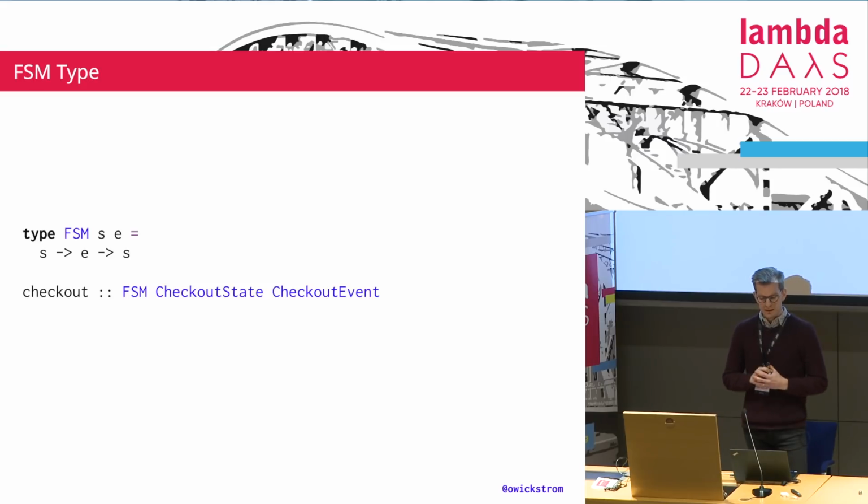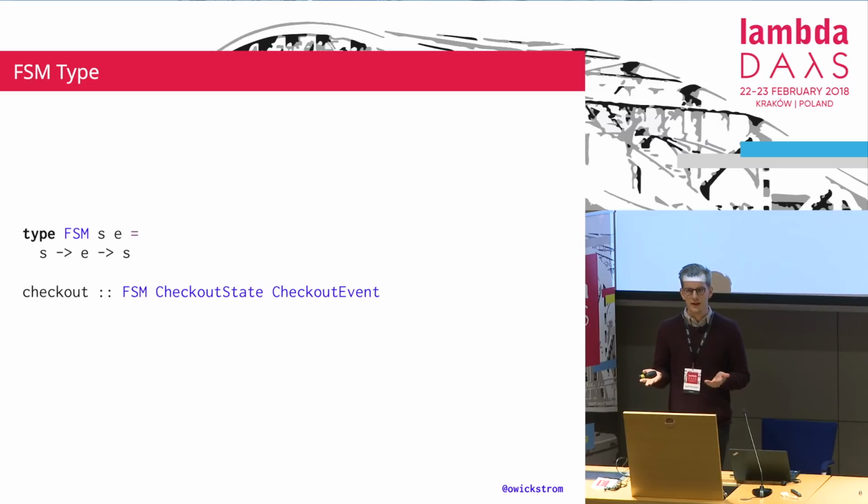So when we have that in place, we can make our first stab at coding a finite state machine. And we will do this as a function from state to event to the next state. And this doesn't look too bad, right? This is very close to the Erlang thing. But there is one important thing missing.